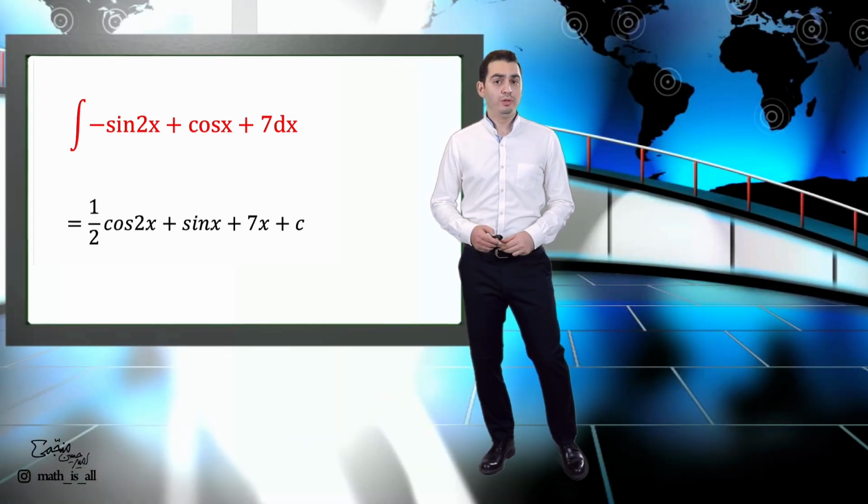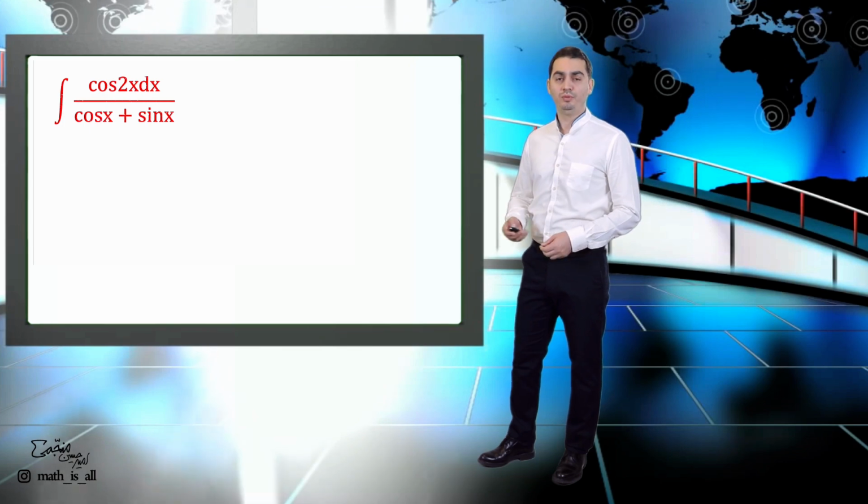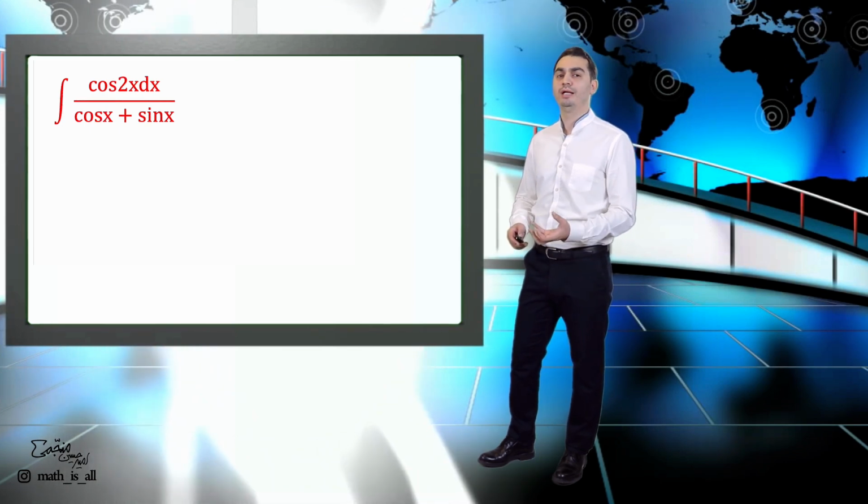Alright, let's proceed to the next example. The integral of cosine 2x divided by cosine plus sine. As you can clearly see, we're once again presented with a fractional integral.